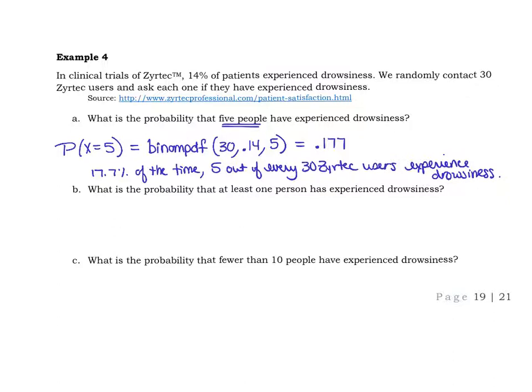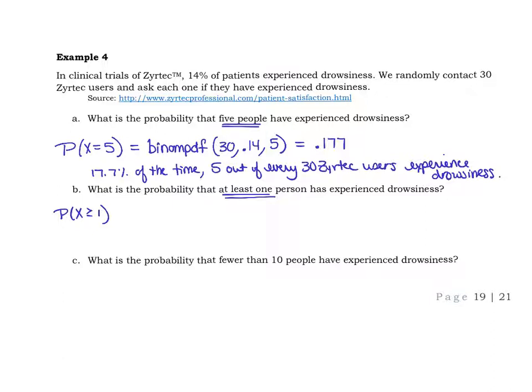All right, what is the probability that at least one person has experienced drowsiness? So at least one, again, we're looking at that idea of a minimum of 1. So we want the probability that X is greater than or equal to 1. 1, 2, 3, 4, all the way up to 30 people. Again, we're not going to do it that way, okay? That's way too many calculations.